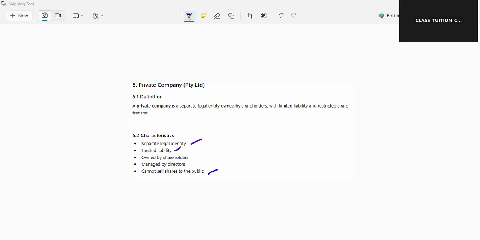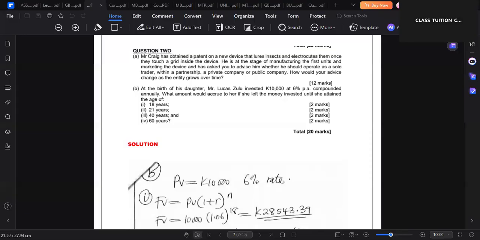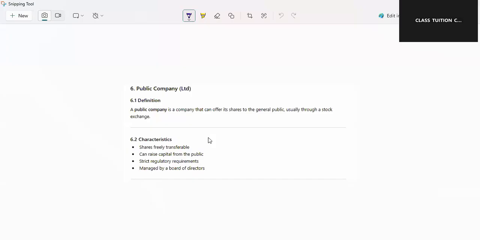So far, I'm happy with the contribution. Then we analyze whether and why Mr. Craig must go through any of those. Yes? What's the difference? What is a public limited company? Which one ends with PLC and LTD?